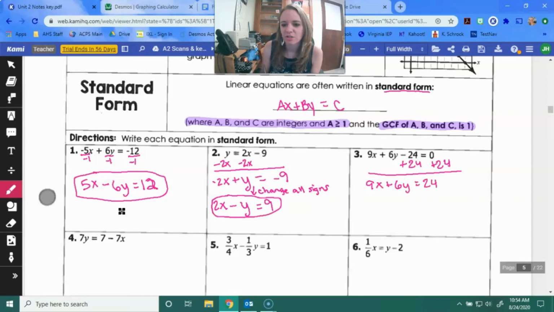Alright, last check is GCF. Do I have any common factors that 9, 6, and 24 all can reduce by? So that's the goal, just getting this to a completely reduced linear equation. And the answer is yes, they all do. They divide by 3. So divide every single item by 3.